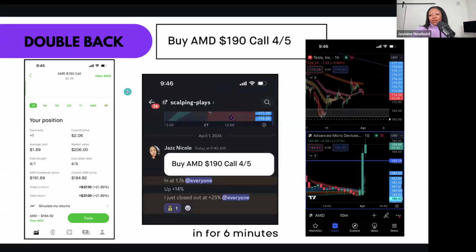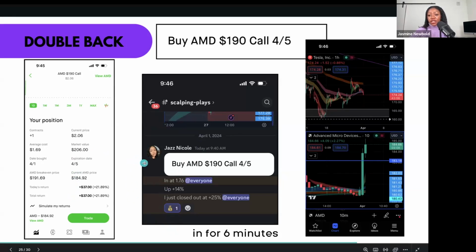All right, this is called double back. This is another AMD trade. This is a call, so again, I need the stock to go up in order for me to make money. 9:45 a.m., I'm in a call. I bought it for $169. Right now, the contract is worth $206. So I'm up $37, which is almost a 22% return on my investment. I was only in this for 6 minutes.